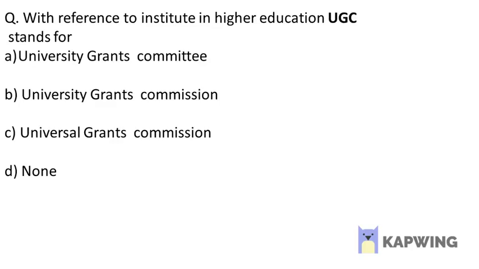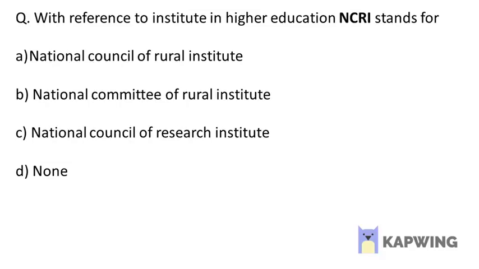In higher education, UGC stands for? Option A is University Grants Committee, B is University Grants Commission, C is Universal Grants Commission and D is none. So friends, UGC stands for University Grants Commission. So the correct option here is B, that is University Grants Commission. I hope you have guessed it correctly. Now moving on to the next question.